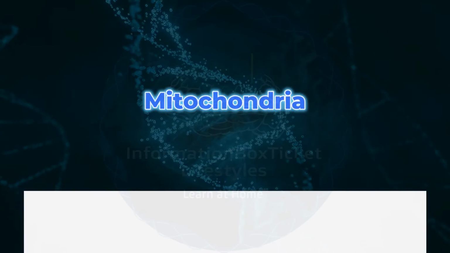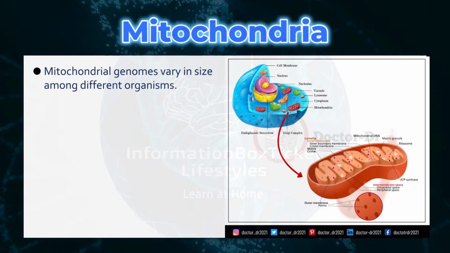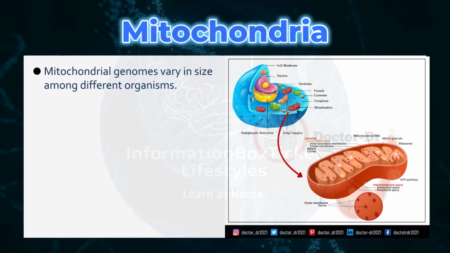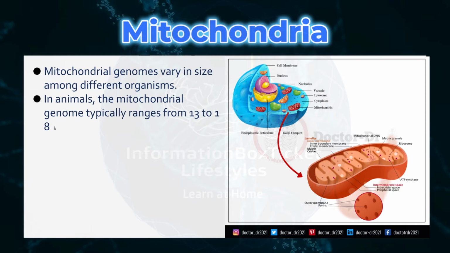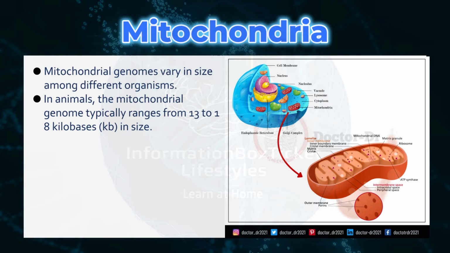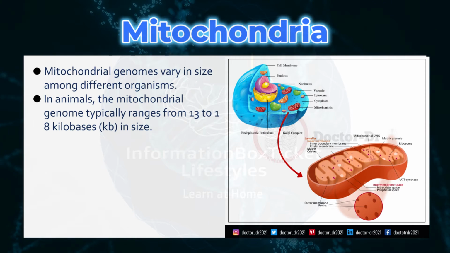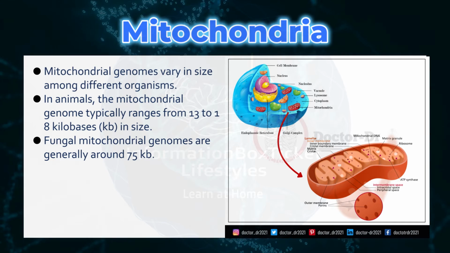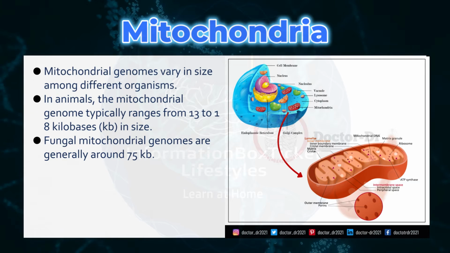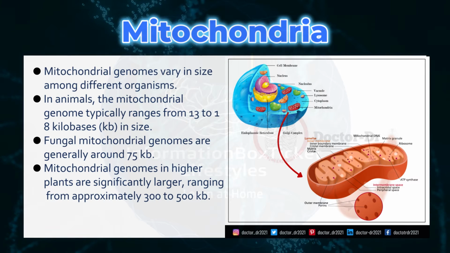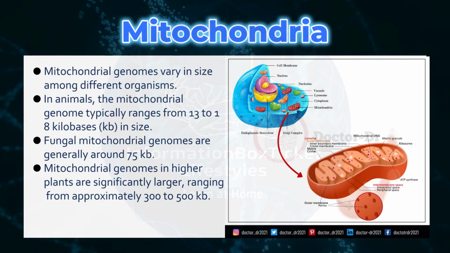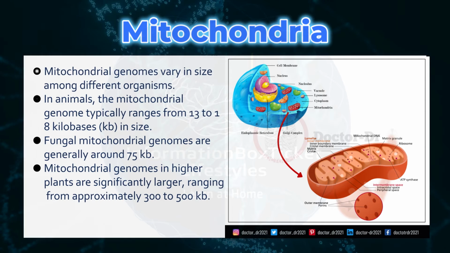Mitochondria. Mitochondrial genomes vary in size among different organisms. In animals, the mitochondrial genome typically ranges from 13 to 18 kilobases in size. Fungal mitochondrial genomes are generally around 75 kilobases. Mitochondrial genomes in higher plants are significantly larger, ranging from approximately 300 to 500 kilobases.